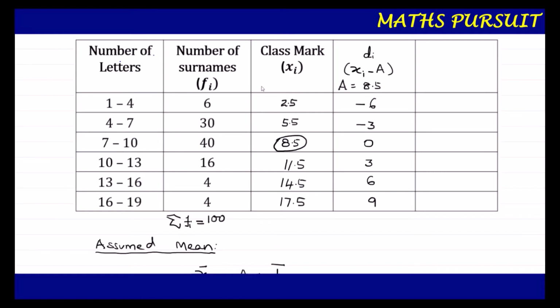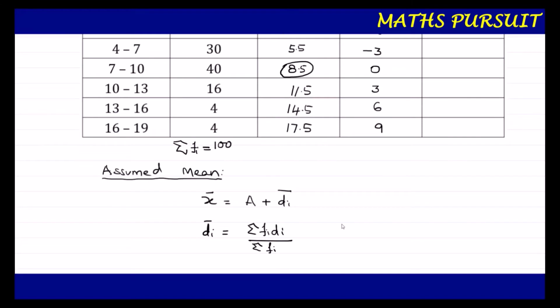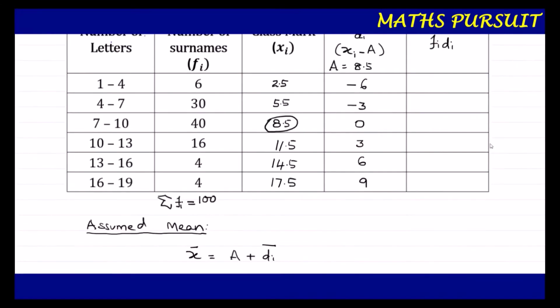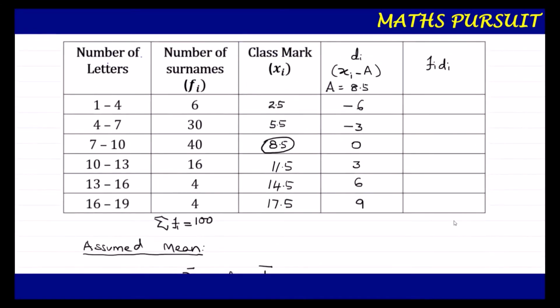Now we are going to find out frequency into deviation, because this is a part of the formula. If you look into the formula, we have the sum total of frequency into deviation. So we are going to find out fi di, and then the sum total of fi di. Now fi di. The first frequency is 6, and the first deviation is minus 6. So if I multiply, I will get minus 36.